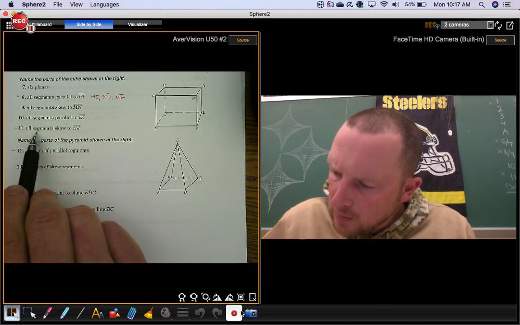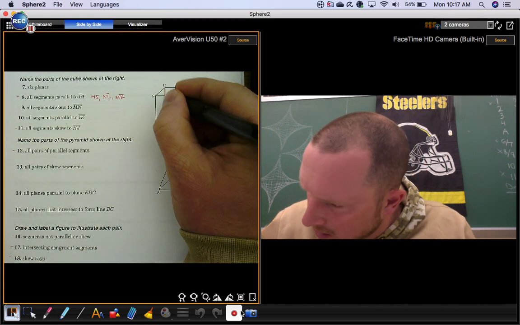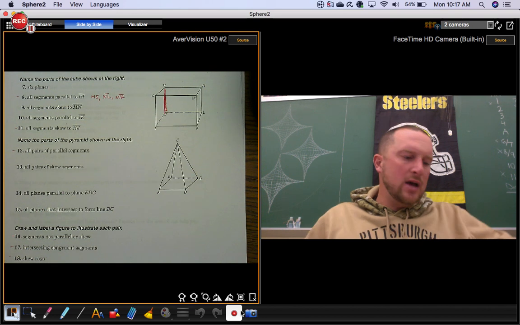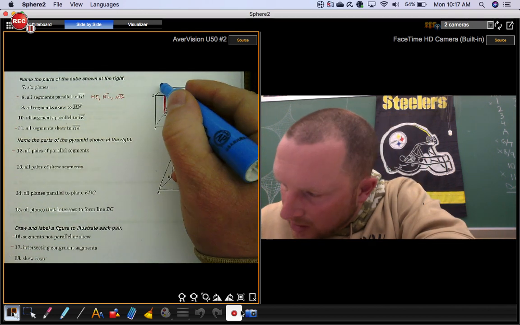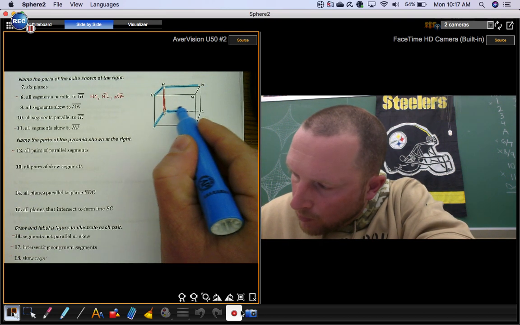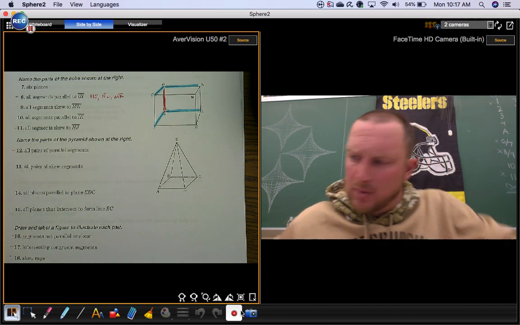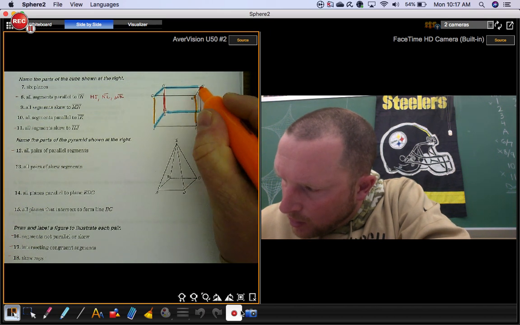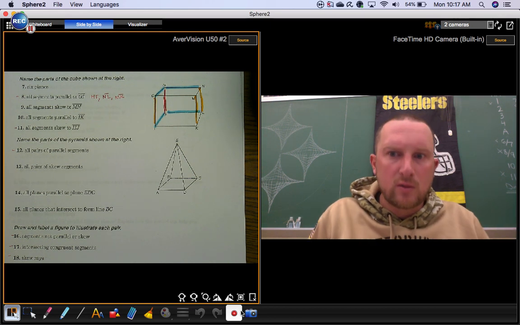Number 11, all segments skew to segment HJ. So I'm going to color segment HJ red. I am not going to count the ones that touch it. They can't be skewed to it. So what touches segment HJ? Those 2 and those 2. Which segments are parallel to segment HJ? These 3 vertical ones.